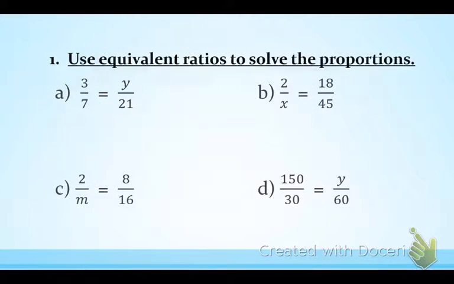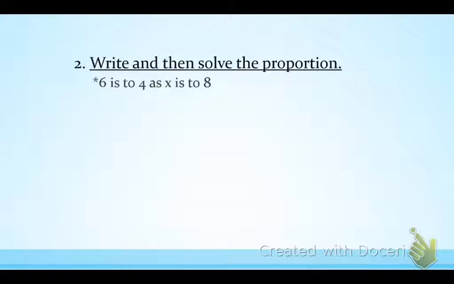Let's go ahead and move on and write down number 2. Problem 2 is similar to problem 1 and the 4 examples we did there. However, we have to write the proportion first. Now just remember, a proportion is just 2 ratios set equal to each other. How would I write 6 is to 4 as a fraction? 6 over 4.